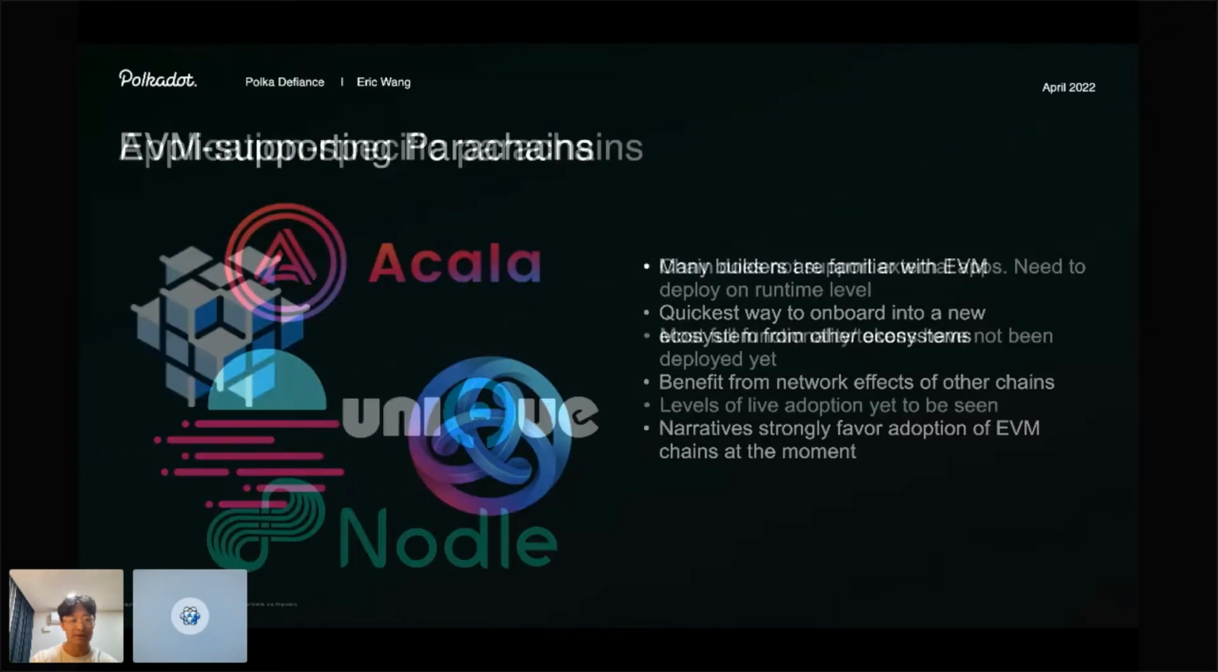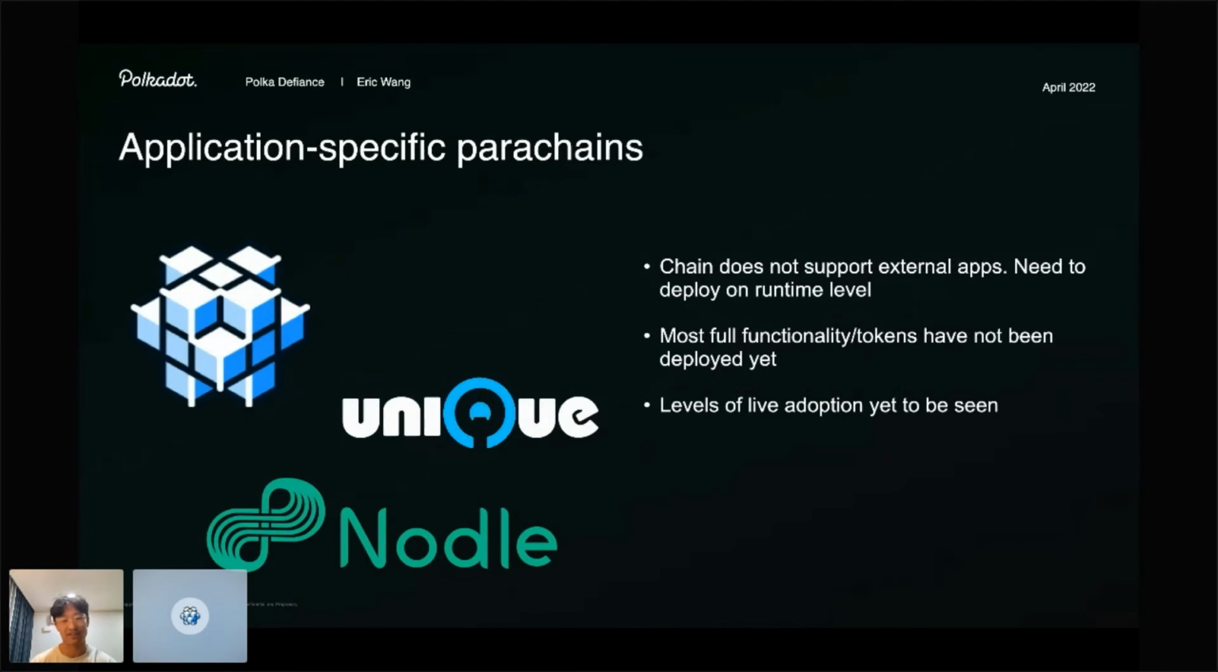And the next type of parachain I'd like to talk about is application-specific parachains. And in both the DeFi and non-DeFi context, these are generally chains that don't necessarily support external applications, but more needs to be deployed on a more runtime level if there's any upgrades or changes needs to be made with these parachain applications, you could say. And generally speaking, the progress of these parachains after they've become live has not quite been as fast per se as the EVM parachains just yet.